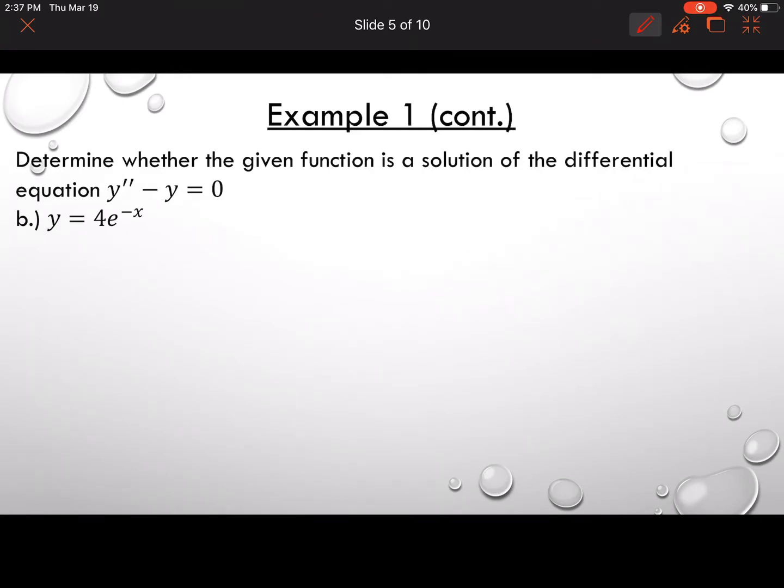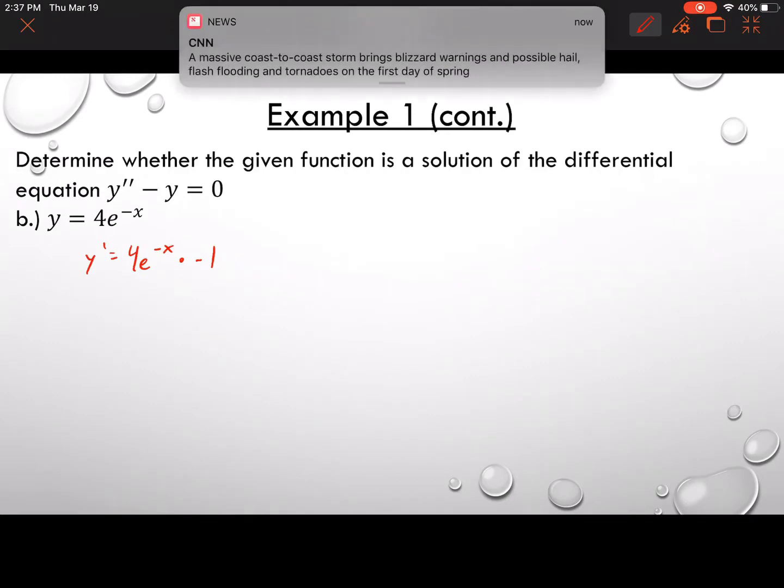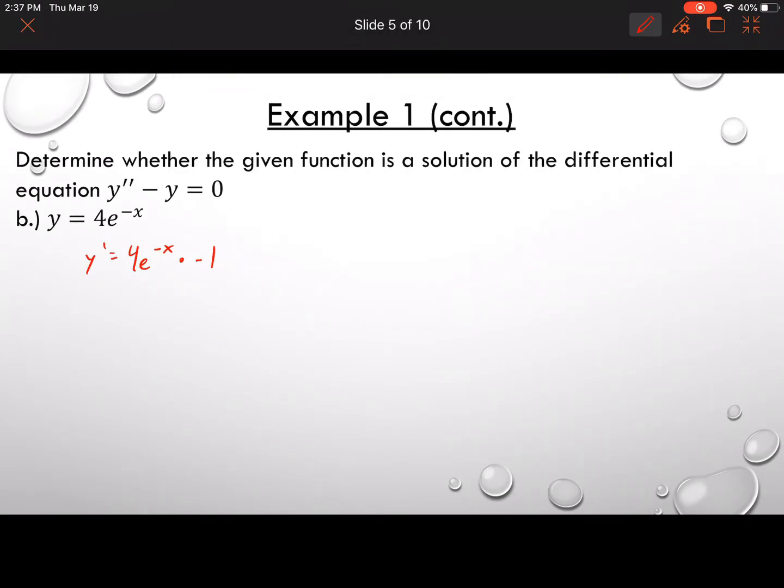y equals 4e to the negative x. So once again, we're going to do the same thing. We're going to find y double prime, but to do that, we have to find y prime. So always recall that the derivative of the e function is just itself, so 4e to the negative x. Now we do have to multiply by the derivative of the inside, so we do have to use the chain rule, people. So our inside function would be the exponent. Since our exponent is negative x, the derivative of that is negative 1. So we're going to be multiplying by negative 1. So this is just the same thing as negative 4e to the negative x.